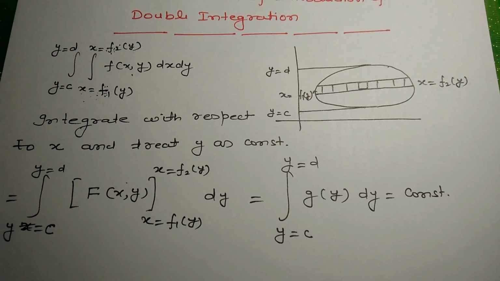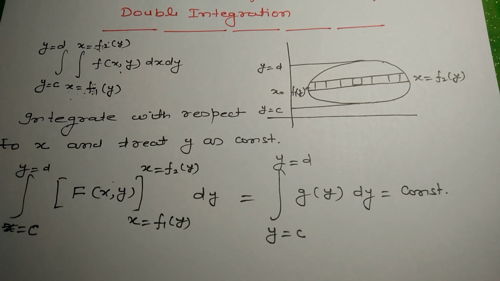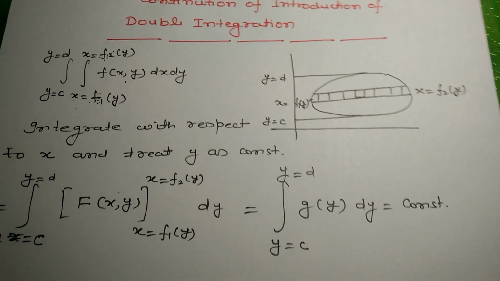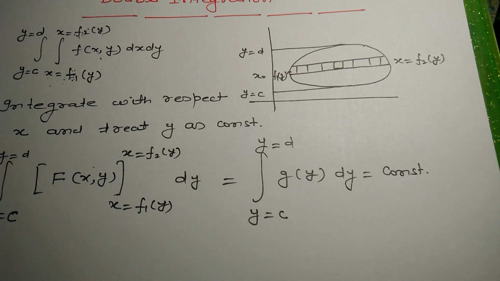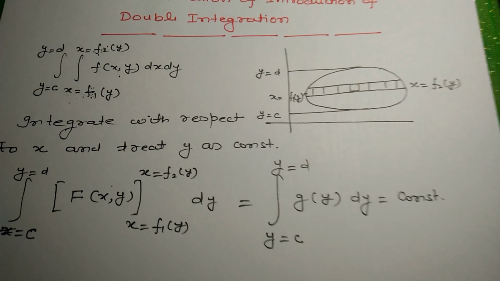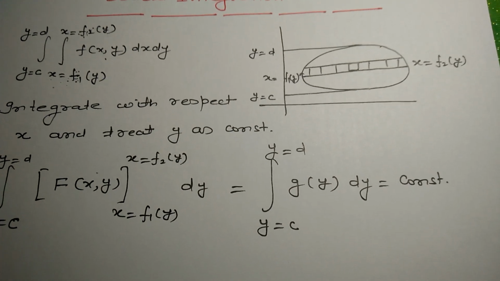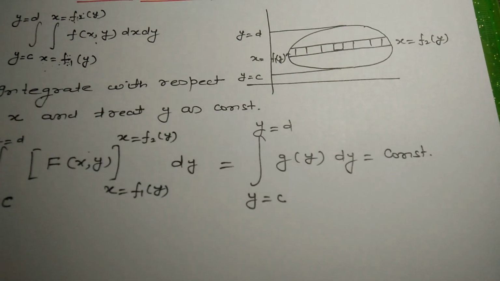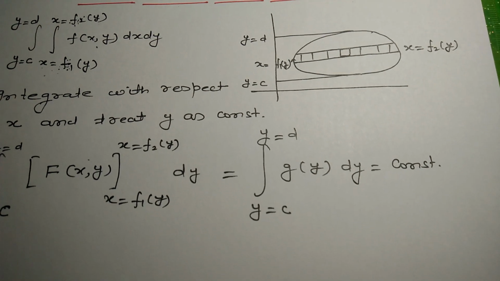In some cases, the function given to us to integrate becomes tough with the vertical strip, because when I'm doing integration with a vertical strip, I have to do the first integration with the y variable. Whereas if I'm doing integration along the horizontal strip, I'll be doing the first integration with the x variable. So depending on the function and depending on the region, we decide whether we should take a horizontal strip or a vertical strip. Thank you.